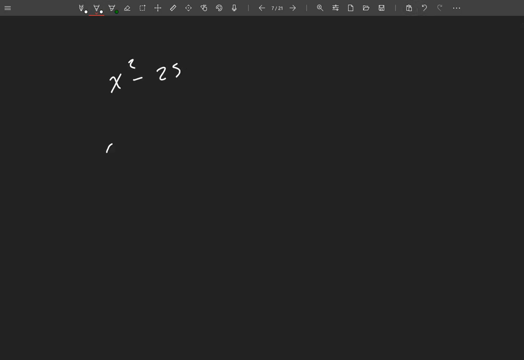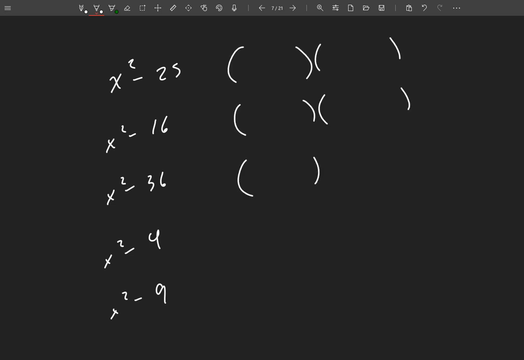If you have x squared minus 25, x squared minus 16, as we did, x squared minus 36, x squared minus 4, x squared minus 9, any one of these, if you see this pattern, that can't be plus, it has to be minus, you're going to be able to factor it the same way. I would actually pause the video and try these real quick, and then I'll go through them.